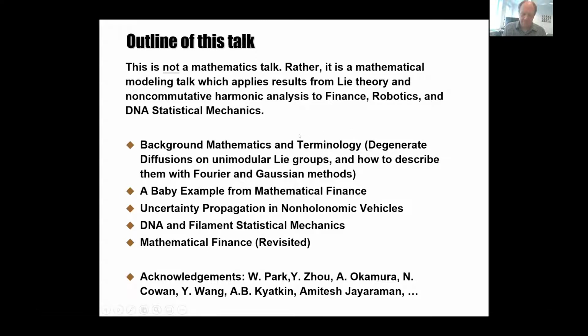And so I'm going to explain how degenerate diffusions on unimodular Lie groups arise in mathematical finance, in mobile robotics, and in DNA statistical mechanics. And in particular, what I'm going to be doing is using the Fourier transform on non-commutative groups, as well as a concept of Gaussian distribution on non-commutative Lie groups, which actually ties in somewhat with some comments from Professor Dooley's talk. This is joint work with a number of collaborators over a number of years who are listed down here.